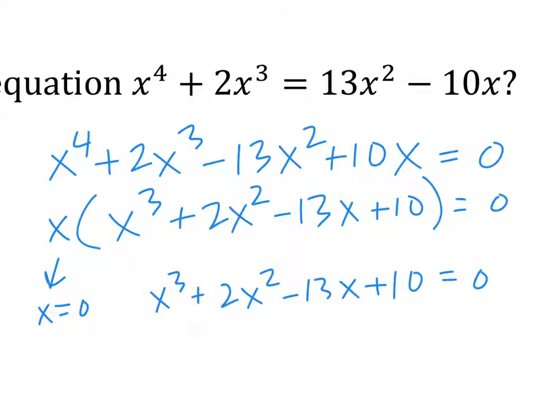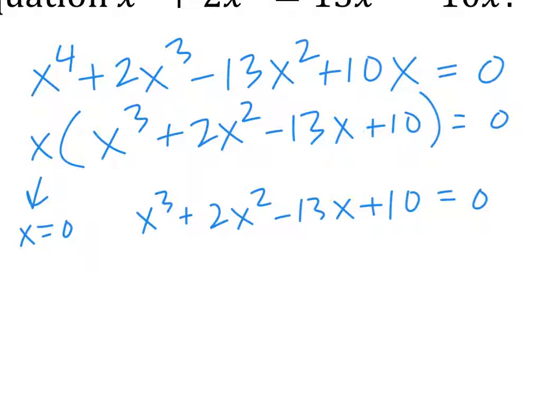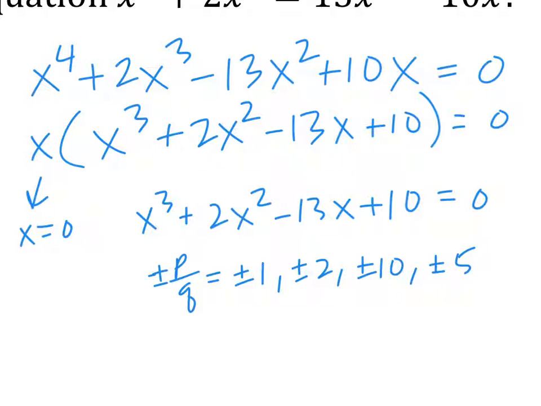Okay, x equals 0, that's good. This one on the right, can I factor it? No, there's no trick to factor it, so what can you do? P over Q. Yeah, you have to do P over Q. All right, what are my possibilities for P over Q? 1, 2, 10, 5. That's it.